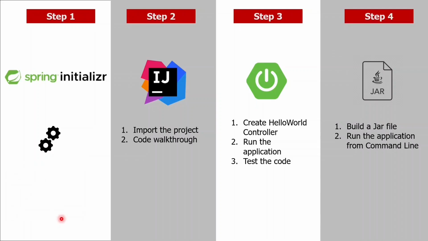So to summarize, what we have seen so far is we followed all these 4 steps to build a hello world Spring Boot application. In step 1, we went to the Spring Initializr and created a base project, we imported it to IntelliJ, we wrote our hello world application, we ran it from the IDE first, and then we created a jar file and ran the application from the command line.